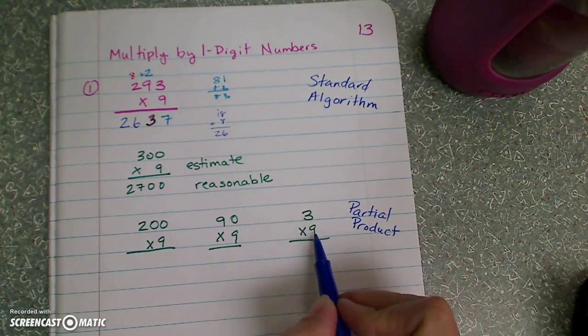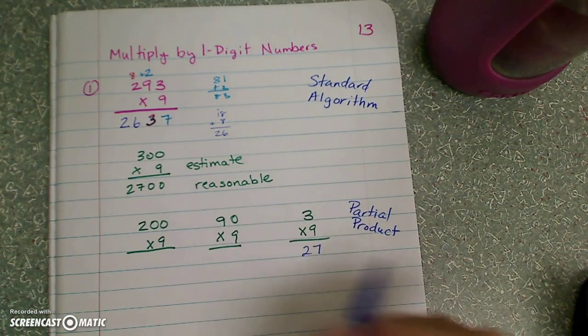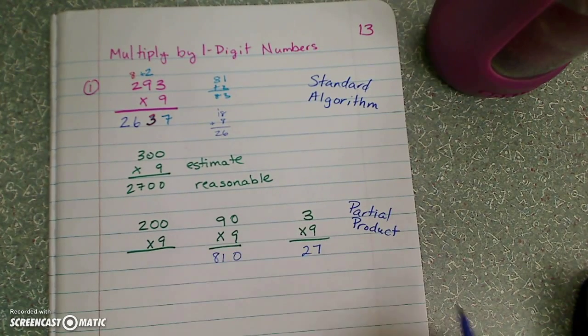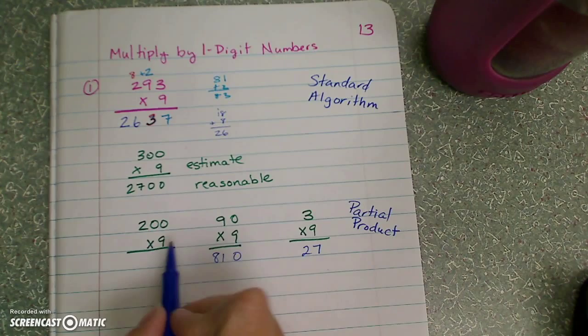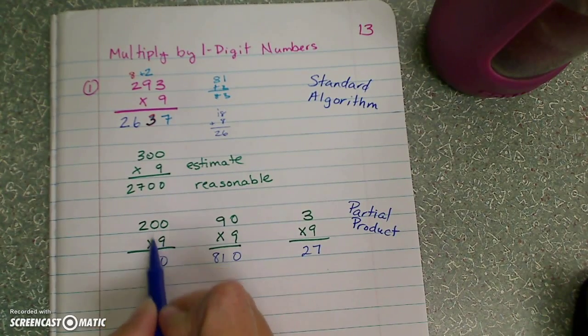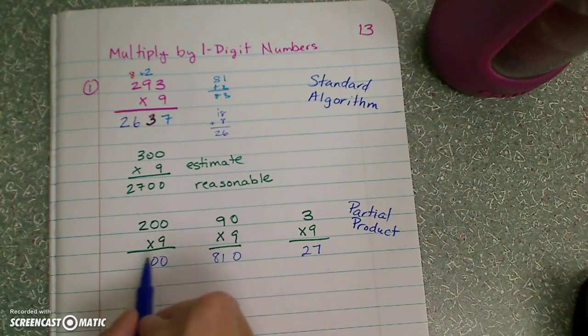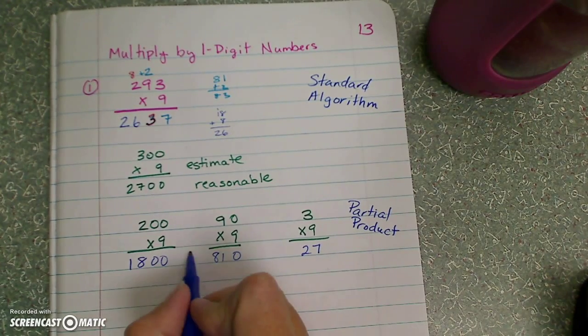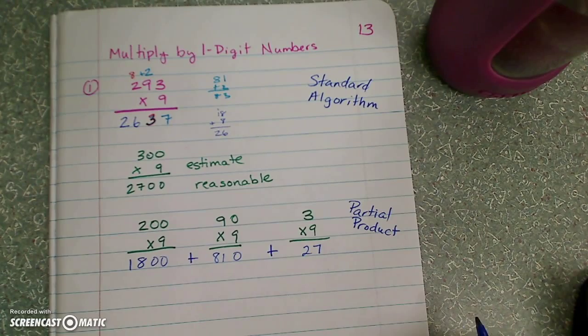All right, so 3 times 9 is 27. 9 times 0 is 0. 9 times 9 is 81. And then we go on. 9 times 0 is 0. 9 times 0 is 0. And 9 times the 200 there would be 1,800. And then you would take and add all these up.